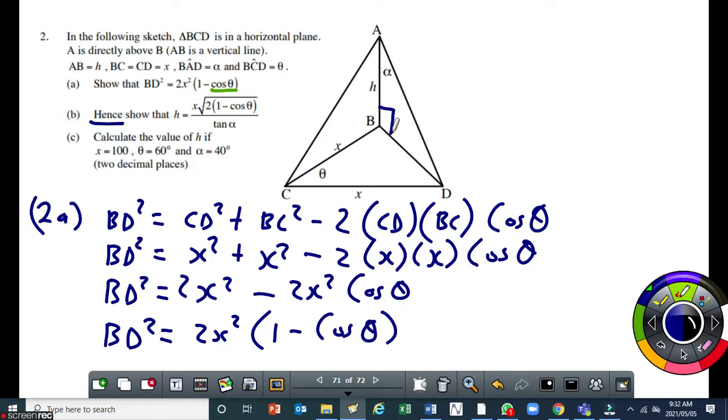Remember, trig ratios are only used when you have a right angled triangle. You only use trig ratios if you have a right angled triangle. This triangle ABD is a right angled triangle because AB is a vertical line. It's written here. Therefore, triangle ABD is a right angle triangle. Also, that angle will be 90 because AB is perpendicular to BC.